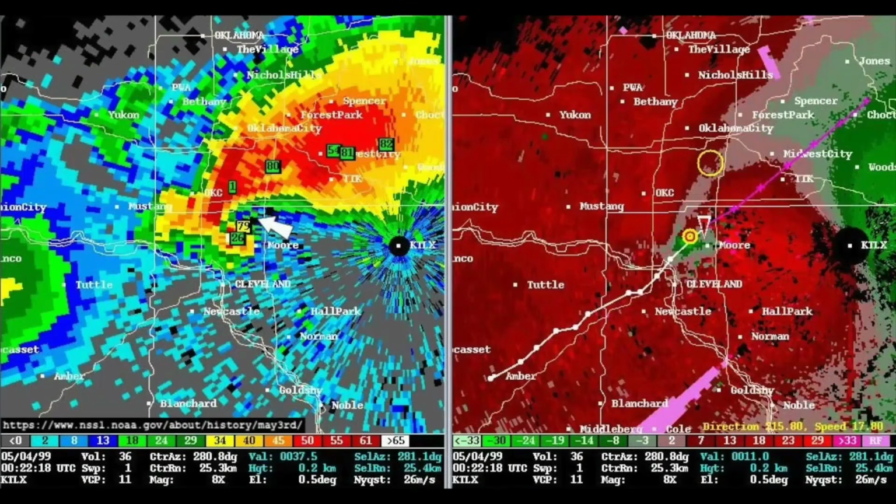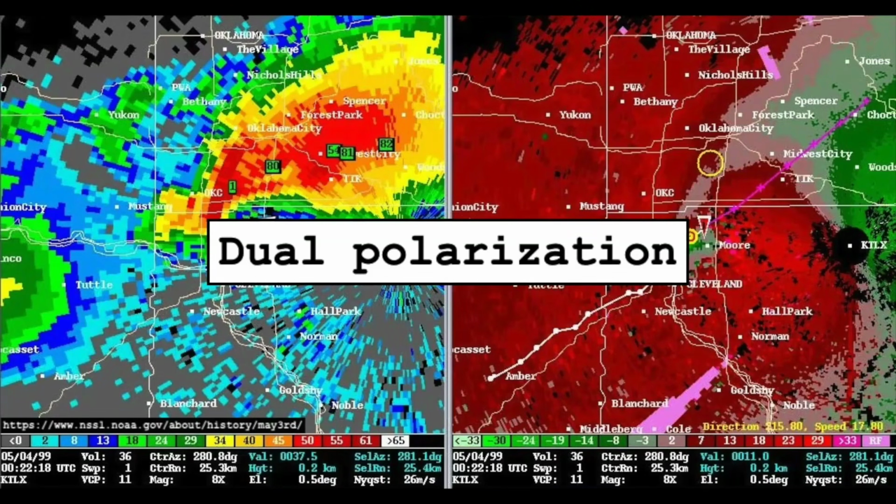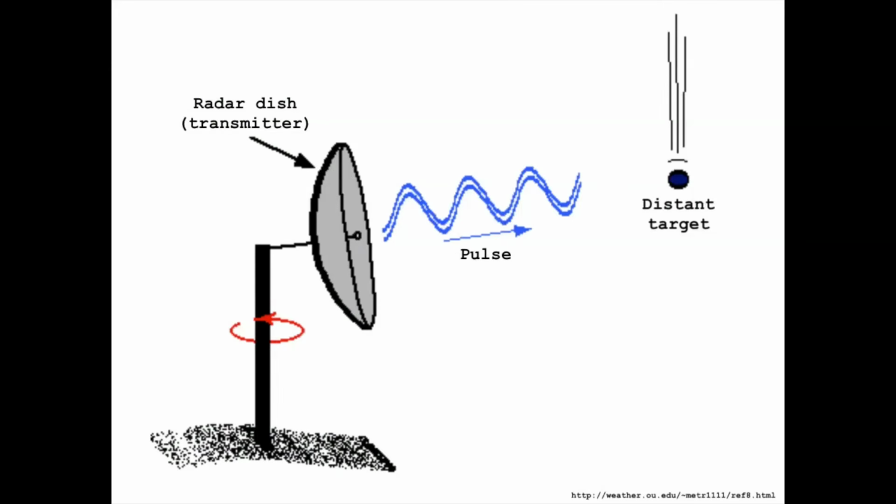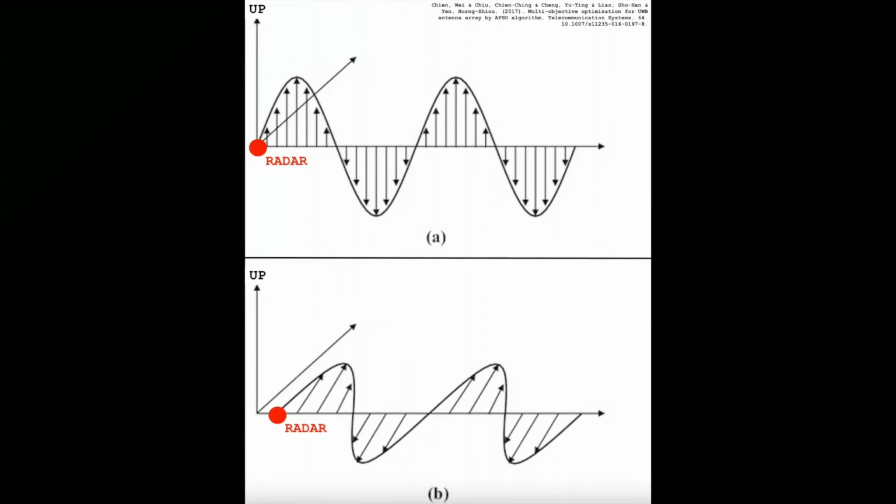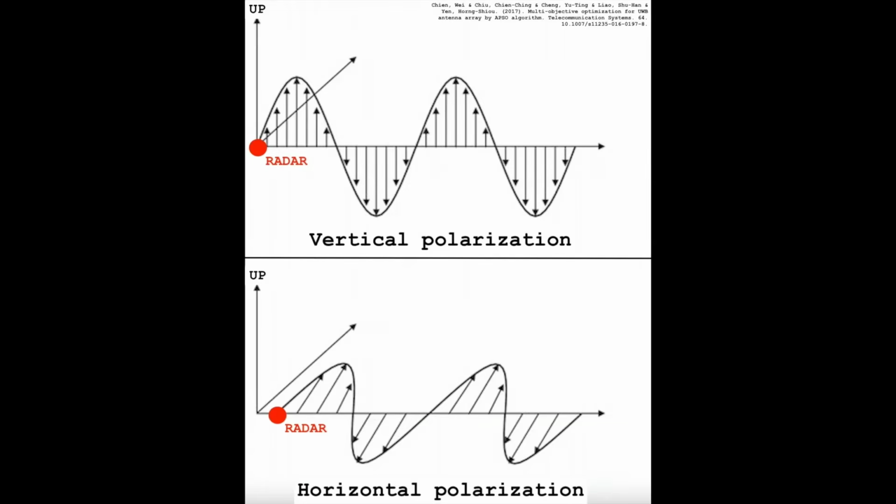Before the early 2010s, WSR-88D radars could only produce reflectivity and velocity measurements, but starting in 2012, the entire network was upgraded to have dual-polarization capabilities. Let me explain. The pulses of energy emitted by a radar oscillate in a specific plane, much like the ripples in a calm pond after you toss a pebble into the water. The orientation of the waves is a property called polarization.